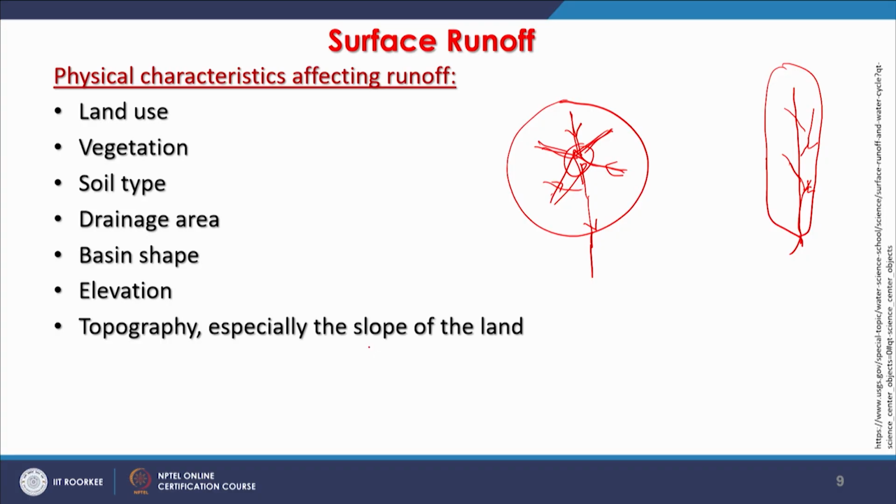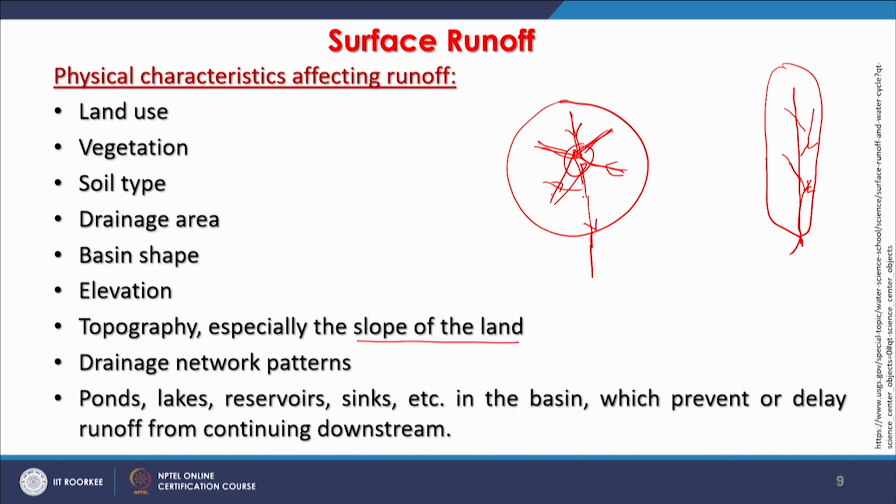And the slope of the land, which I was just mentioning: if topography can be disturbed by human interventions through these terrace farmings, then we can have better control over surface runoff. Drainage network patterns also influence runoff. I have shown these with the two diagrams. Ponds, lakes, reservoirs, sinks and basins prevent or delay runoff from continuing downstream.